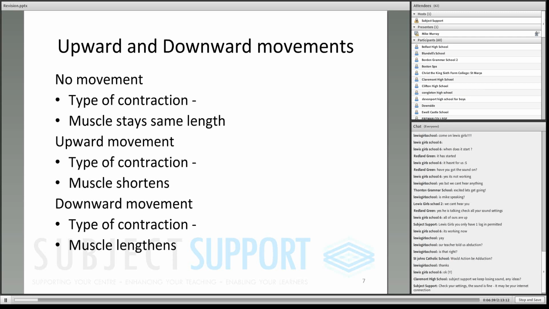In upward and downward movements, there are only two that might be asked. One's going to be the press up or push up. One's going to be the squat. They're the two bits of movement that are actually in the syllabus.